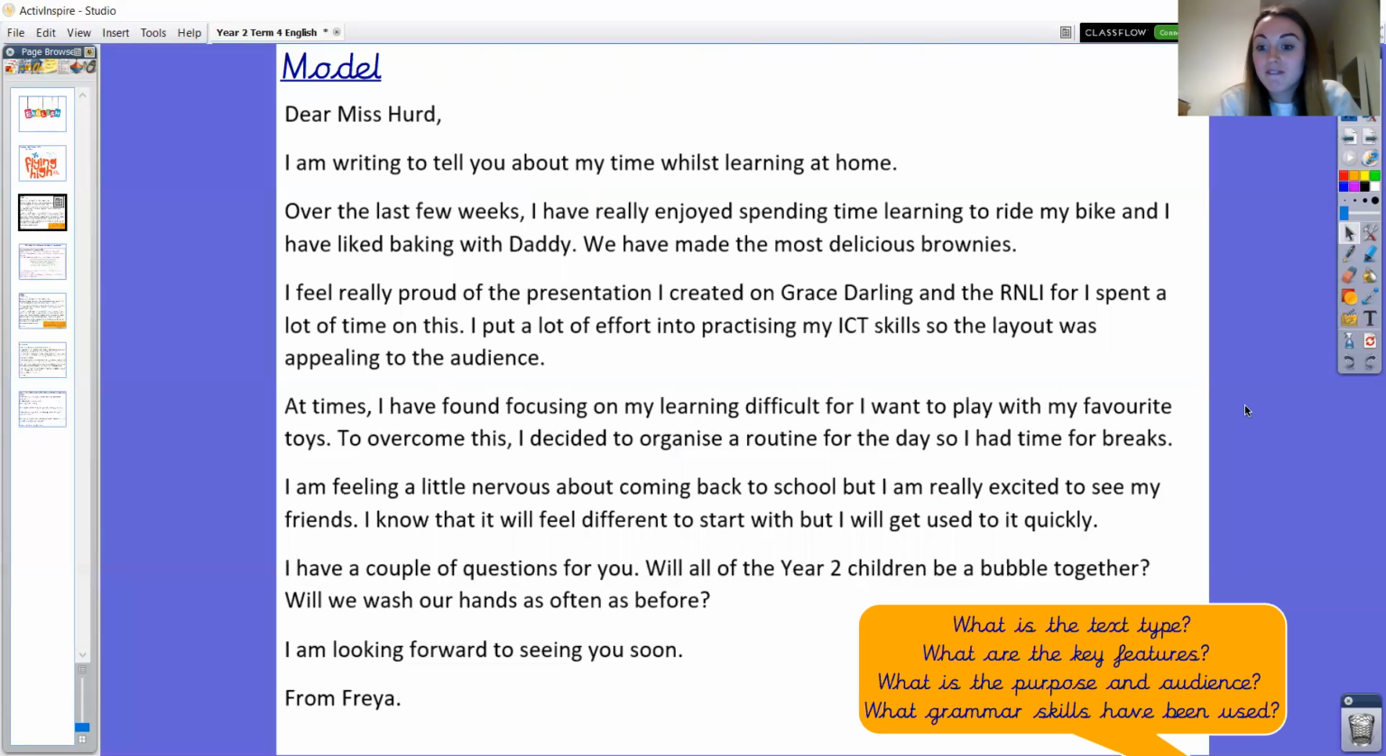Have a think about what are the key features. What is the purpose? So why have I written this? Who is the audience? So who is it for? And what grammar skills have been used? I know it's a lot to think about, so don't worry if you don't remember to think about all of those things, as there's going to be time to discuss these questions once I've finished reading it to you.